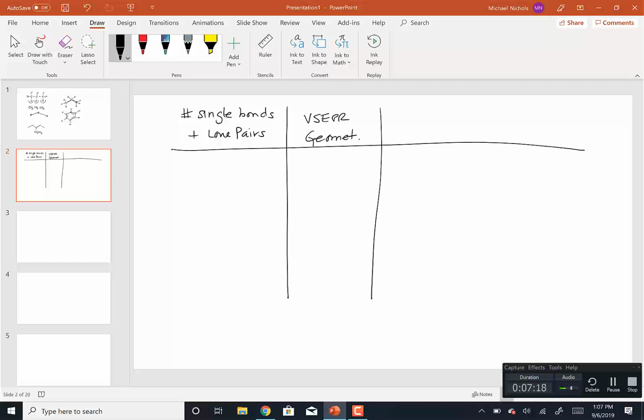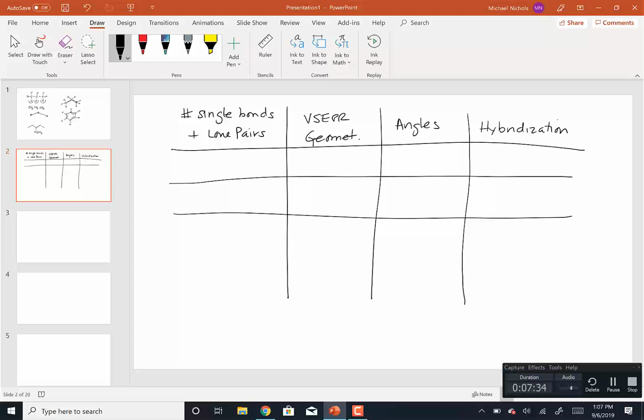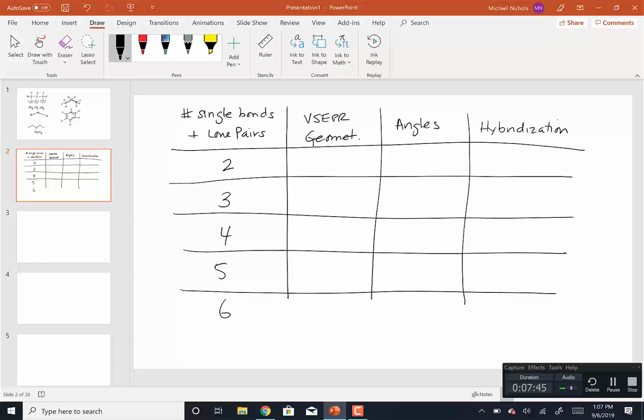And then eventually, well, we'll have angles. And then we can add in hybridization. So if I have this chart, I'm going to have 2 single bonds or lone pairs, a 3, a 4, a 5, and a 6 is as high as I'm going to go.